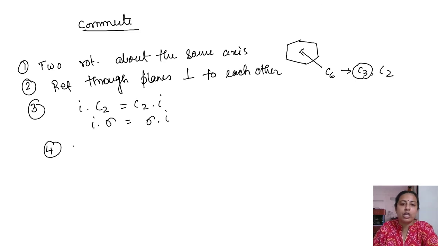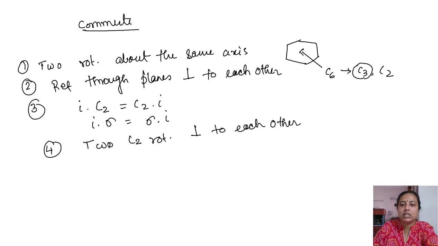Two C2 rotations which are perpendicular to each other. Rotation and reflection in a plane perpendicular to the rotation axis. So that means Cn and then sigma h is equal to sigma h into Cn.